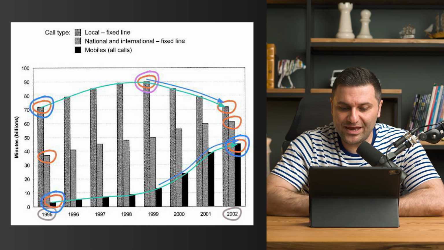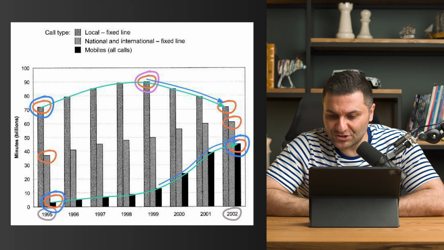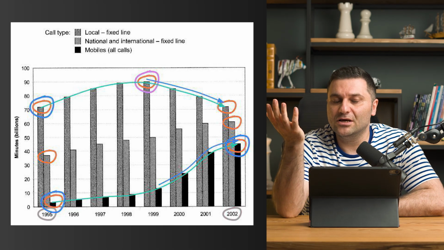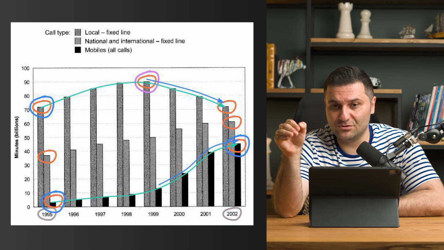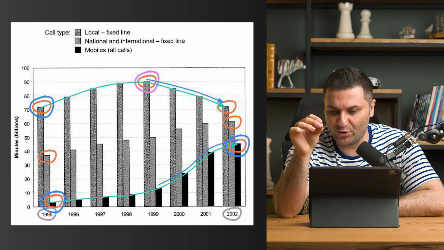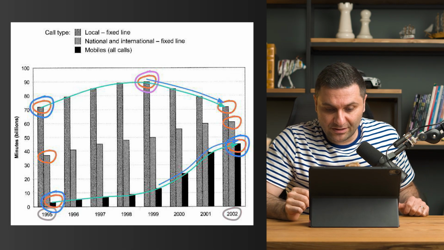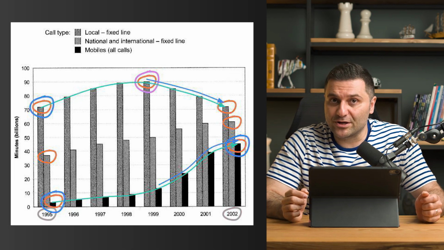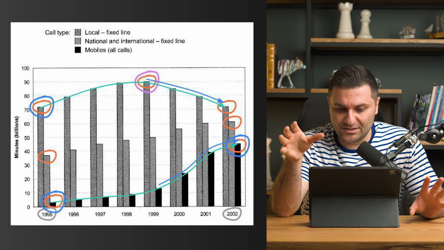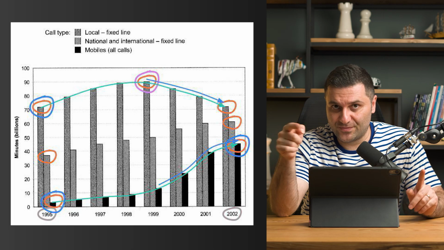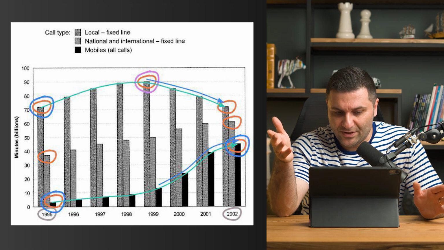And at the end of the period, in 2002, we should again discuss the highest and lowest points. Again, the highest point is local fixed line. After that, we have national and international. And the lowest point is mobiles. So this is how we analyze the highest and lowest points in a graph or bar chart.